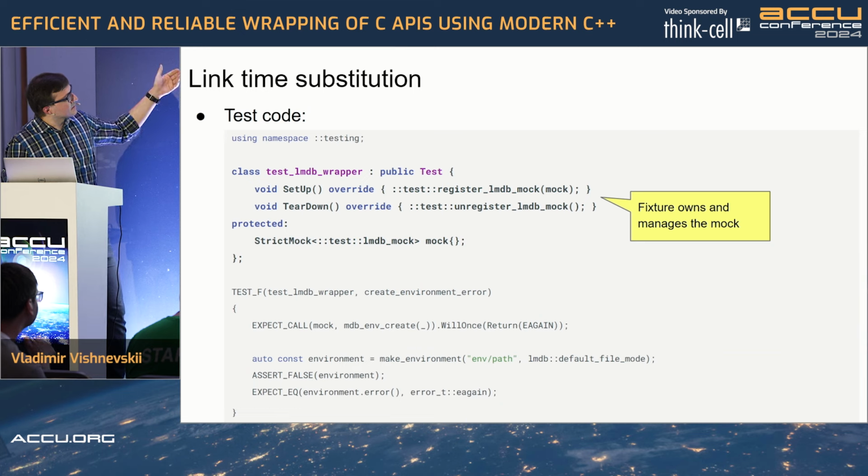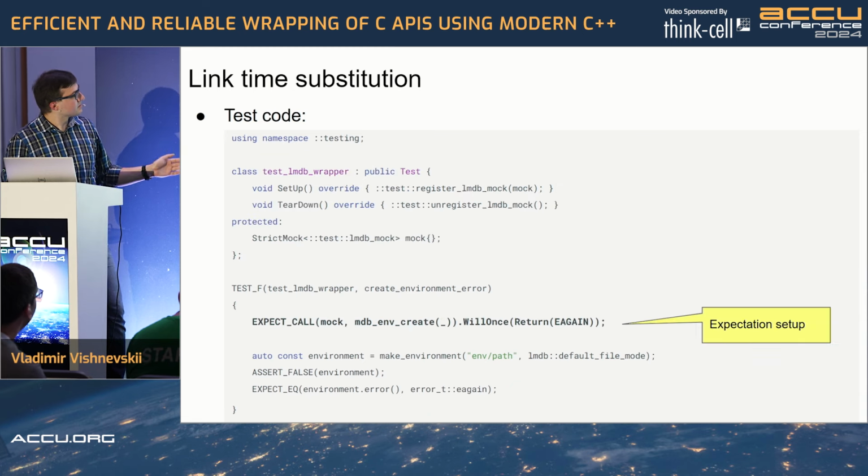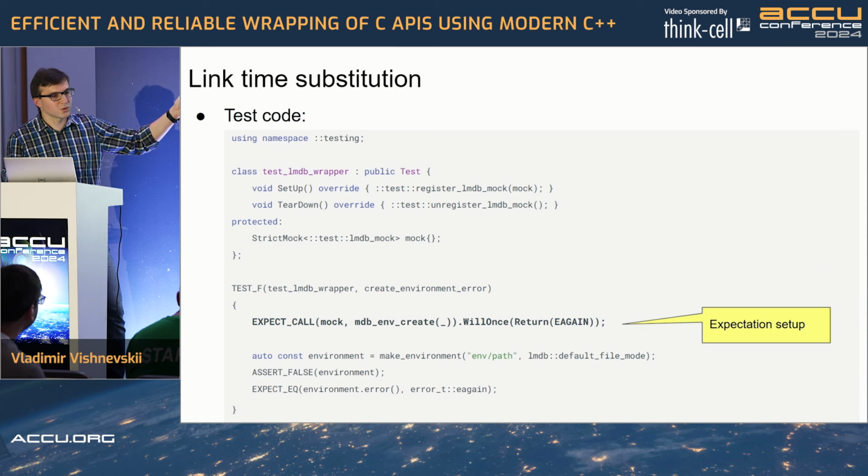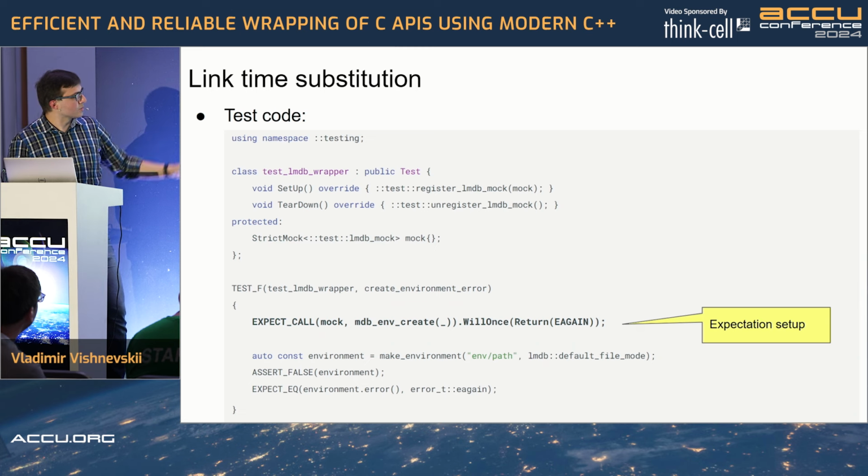This can also be generalized with a fixture, where we set up and tear down the mock. In our tests, we set up the expectations of our mock. And here, for example, we trigger an error that the resource is busy and see how our code reacts to this. It should return the corresponding error. Yes, this is one of the approaches.